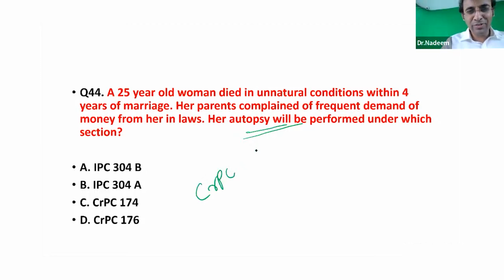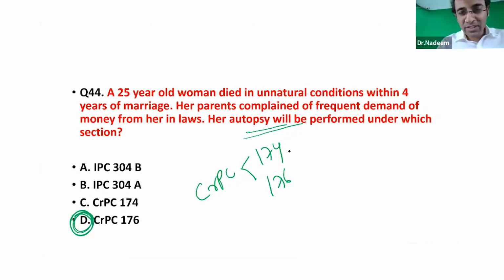CRPC 174 or 176. Inquiry will be done under magistrate. Answer will be D only. CRPC 174 police inquest. CRPC 176 magistrate inquest. Easy to understand? This was the question in AIIMS. In this manner, easily you can slip. That's why you make mistakes in the real exam. So you have to be very careful.